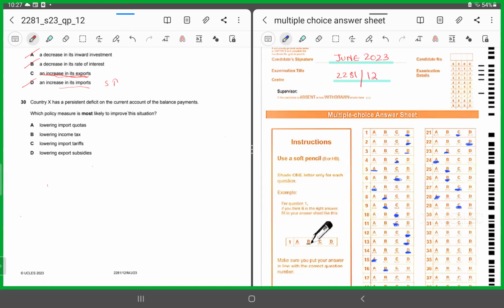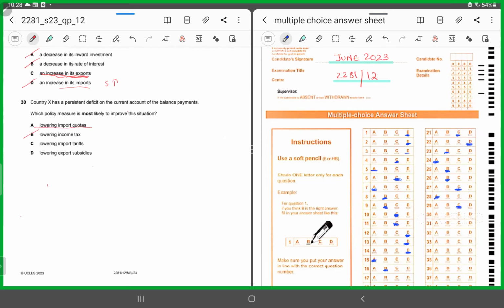So here, what do you think should be the correct option? It has to be A. But first, let me explain why it can't be the other options. If you are lowering income tax, if you are reducing the level of taxation, people are going to spend more on imports, the purchasing power will increase, so it will worsen the situation. So you cannot go for B. It will worsen the deficit, and over here we are trying to reduce the deficit.